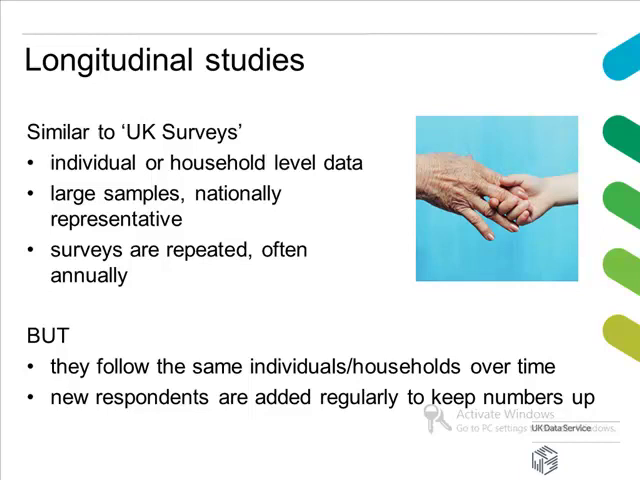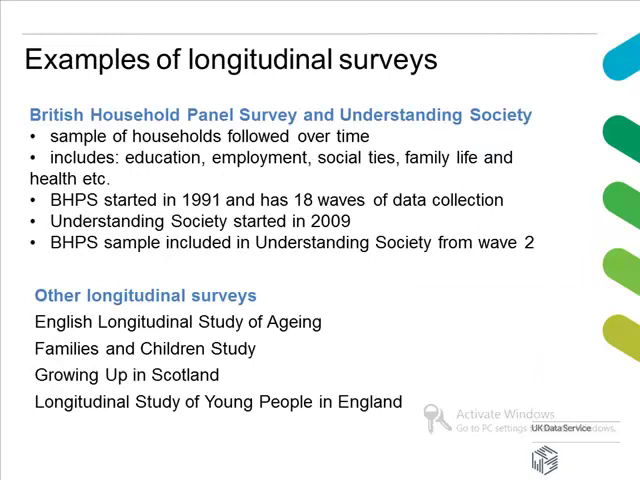Okay. So here's the big ones really, is the British Household Panel Survey and Understanding Society. Understanding Society was only launched in 2009, but British Household Panel Survey started in 1991. So it was done every year, so there's 18 waves of that. And the BHPS sample was included in the new Understanding Society survey from its second wave. So you have actually got quite a lot of time series for that particular one. And we have other longitudinal surveys. So there's one about ageing, families and children, growing up in Scotland, and a study of young people in England. Just some examples.